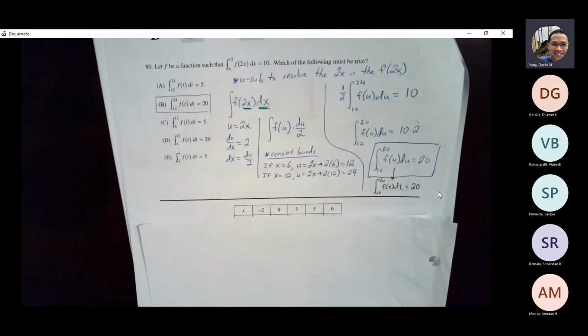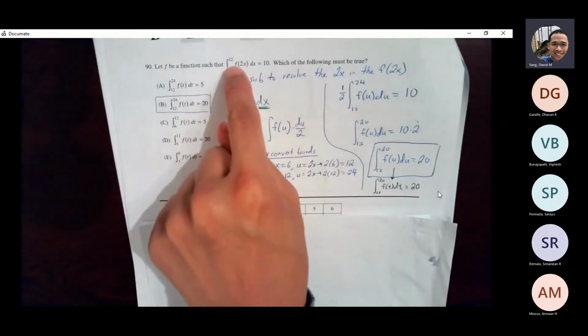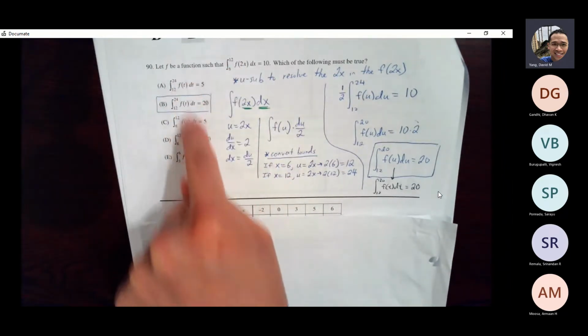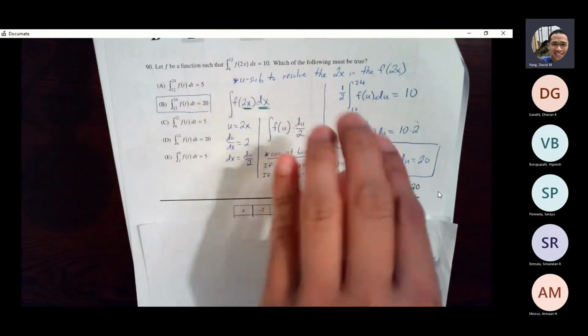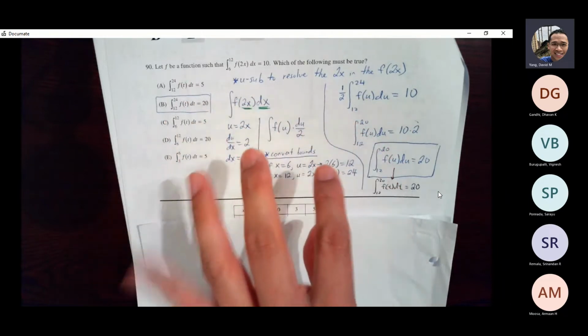Okay, let f be the function such that the definite integral from 6 to 20 of f of 2x dx equals 10. Which of the following must be true? So notice that everything is still in terms of integral notation here. We're not really taking the antiderivative, we're just creating a different situation.